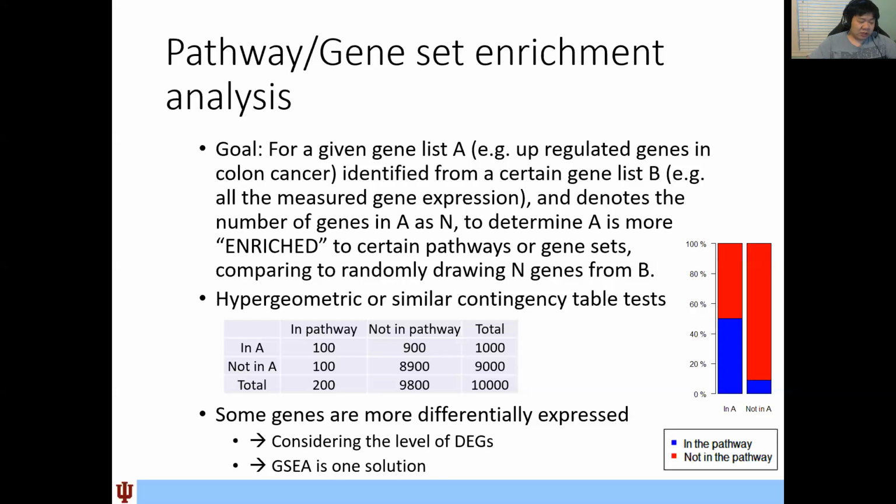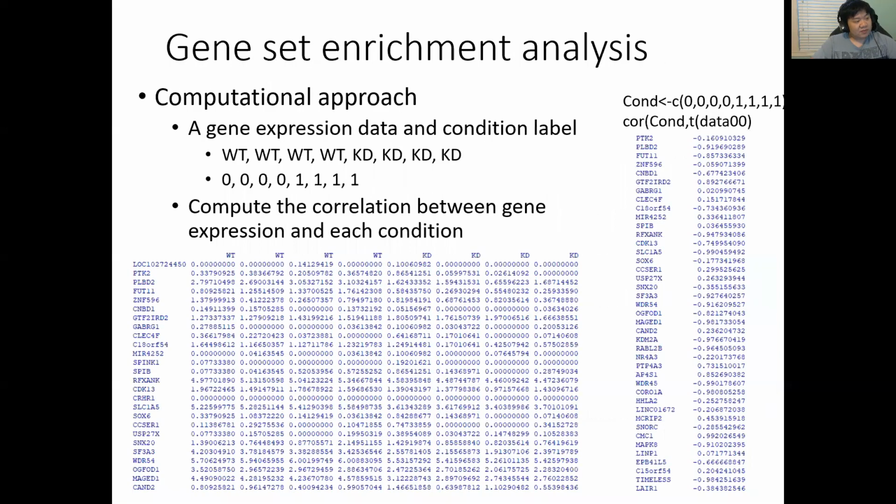If we just use the counts, the number of upregulated genes, as the input, we may consider these two pathways to be similarly upregulated. However, when we consider the level of differential expression, we may say that the cell cycle may be more upregulated. With this idea, people developed GSEA, gene set enrichment analysis, which considers the level of differentially expressed genes. Here we use a real data example to illustrate the approach of gene set enrichment analysis and its underlying theory.